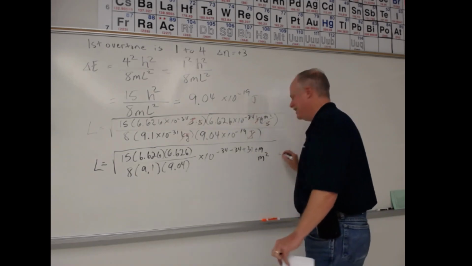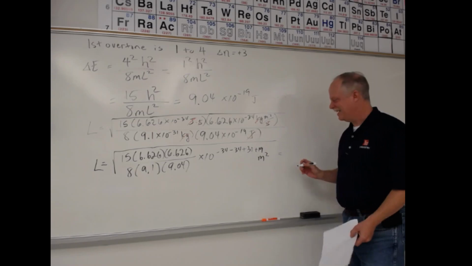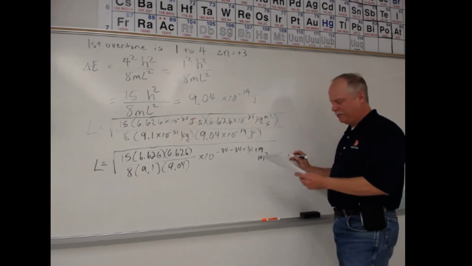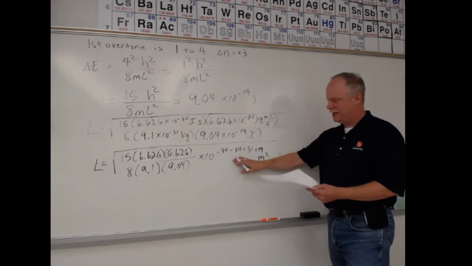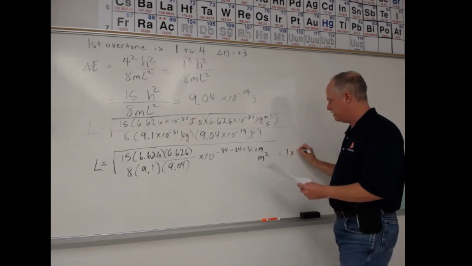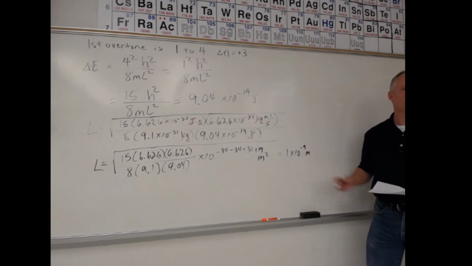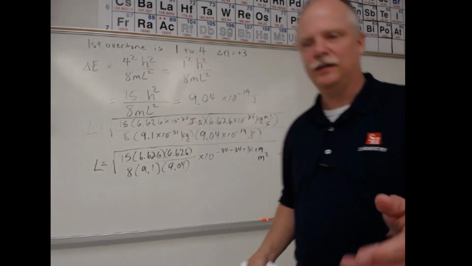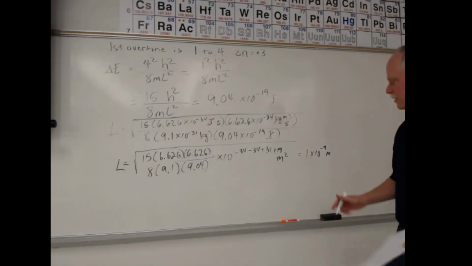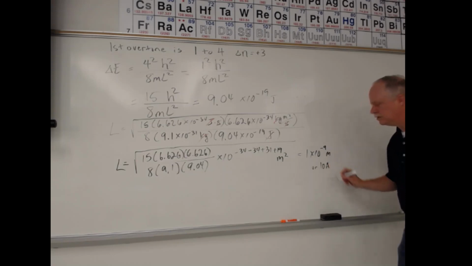So what does this end up being? I forgot to square it on the page, so yeah. It ends up being 1 times 10 to the minus 18 meters squared. You take the square root and you get 1 times 10 to the minus 9 meters, or 1 nanometer. Or 10 angstroms.